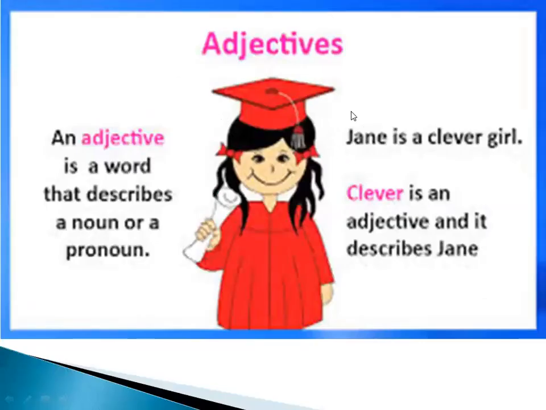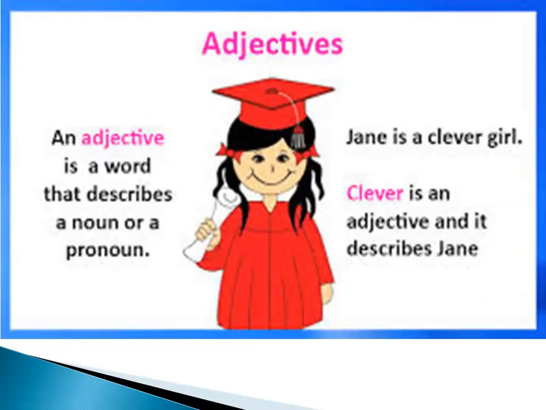So first of all, we are having the adjective. An adjective is a word that describes a noun or a pronoun. You have already learned what adjectives are in our first lecture, which was parts of speech. An adjective is a word that describes a noun or a pronoun.